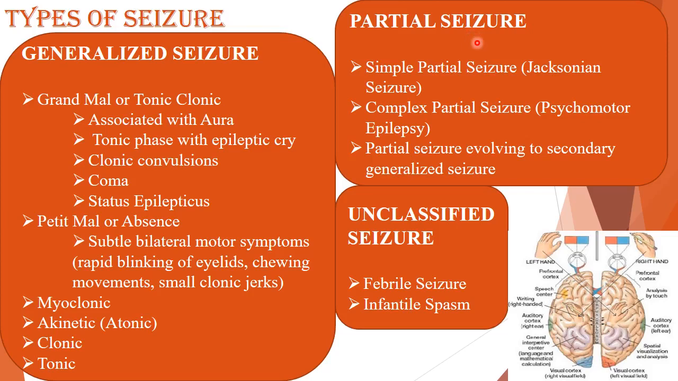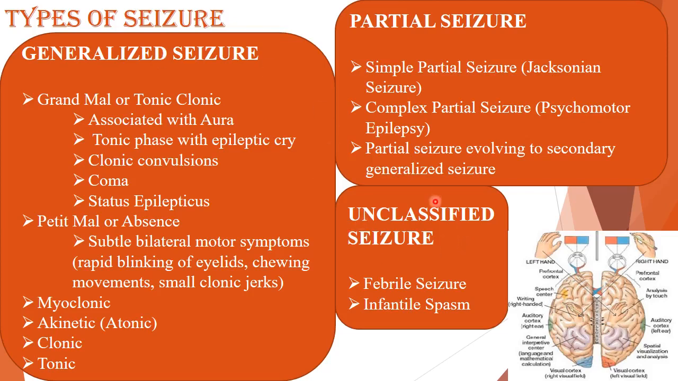The next one is partial seizure evolving to secondary generalized seizures. This is the type of partial seizure which can convert to generalized seizures if it is not treated, I mean the tonic-clonic seizures. Understood?